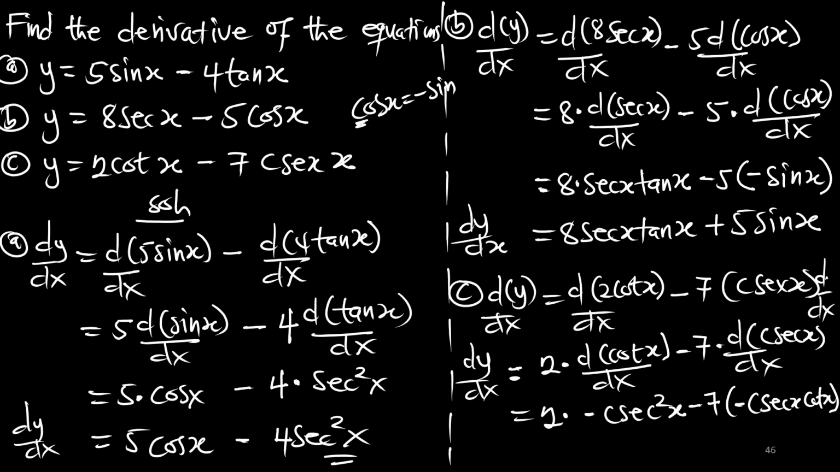So if you want to simplify this, this is going to give us negative 2 cosec square x, then negative and negative gives plus 7 cosec x cot x. Are we okay? So this is the derivative of the C function.